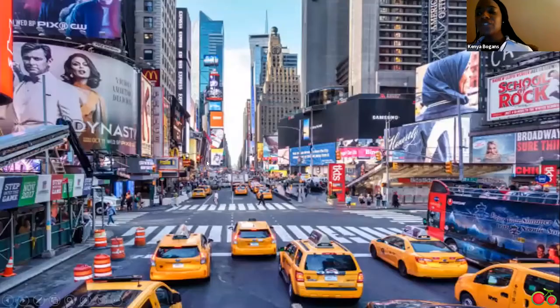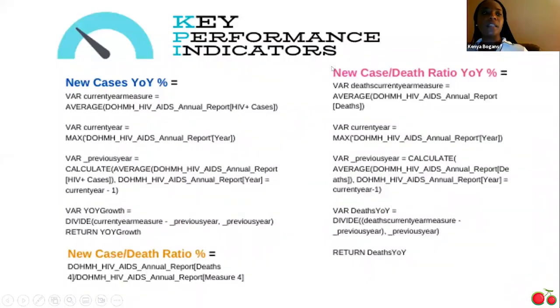So why did I choose New York City? I chose New York City because it is the most densely populated city in the United States, with just over 8.8 million people who call the city home. At its core is Manhattan, a densely populated borough that's among the world's major commercial, financial, and cultural centers. Now take a look at the KPIs, or key performance indicators.